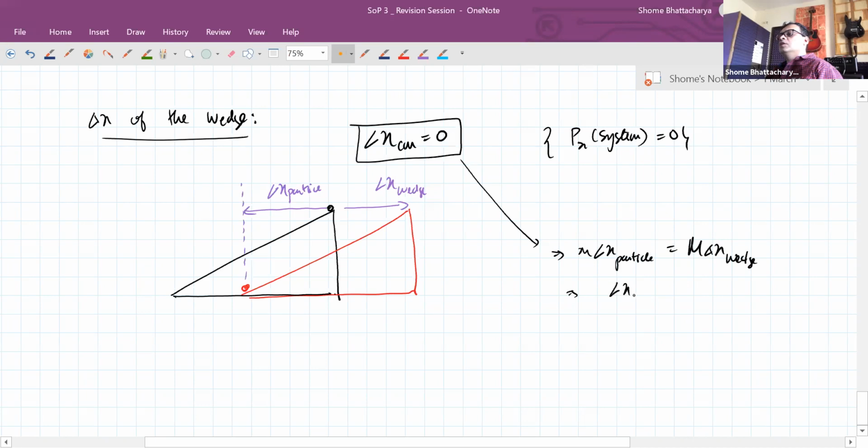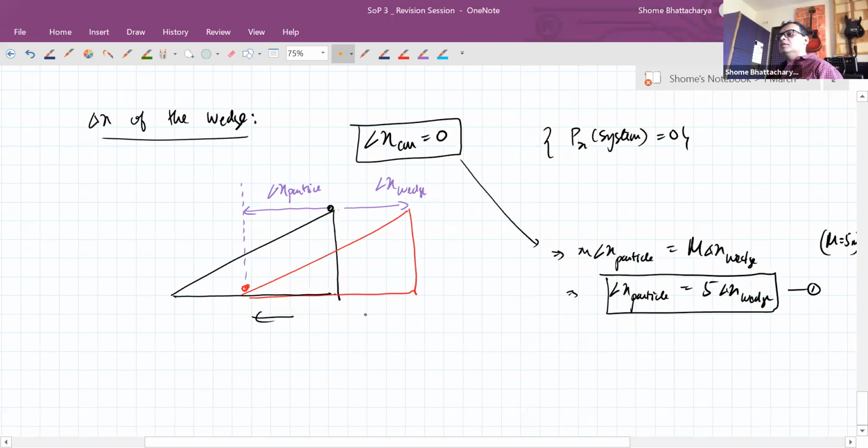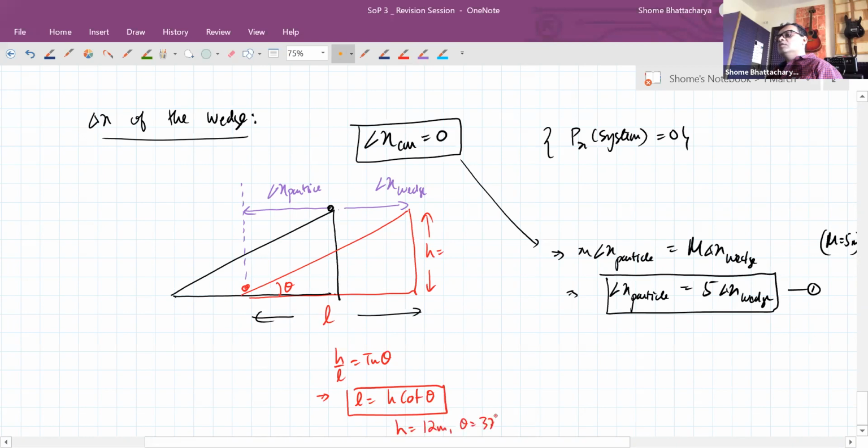So delta x of the particle becomes 5 times delta x of the wedge, the first equation, because capital M is 5 times small m. And the other thing is that the sum of these two displacements is this base length. And this base length we can calculate because we know this height, we know this angle. So h by L is equal to tan theta. So h was 12 meters, theta is 37 degrees. So L will come out to be 16 meters.